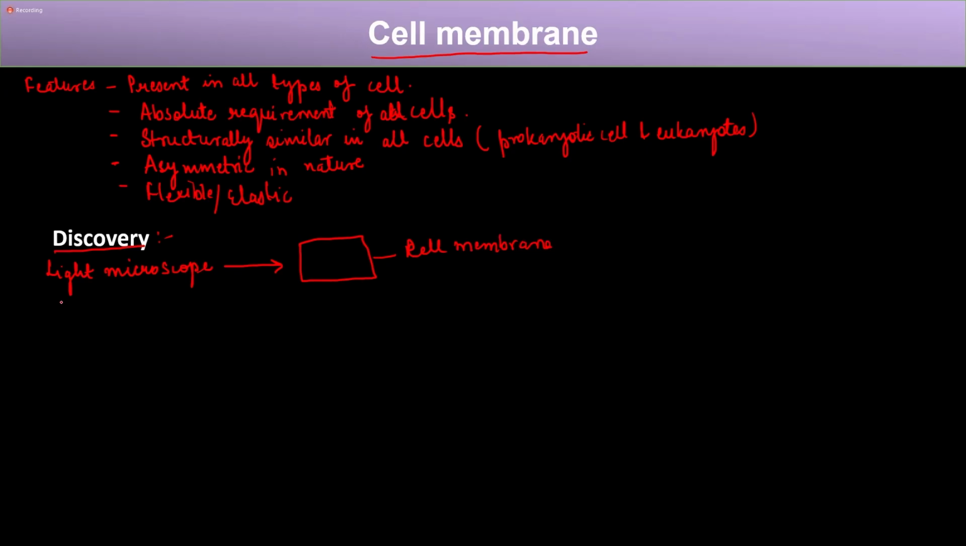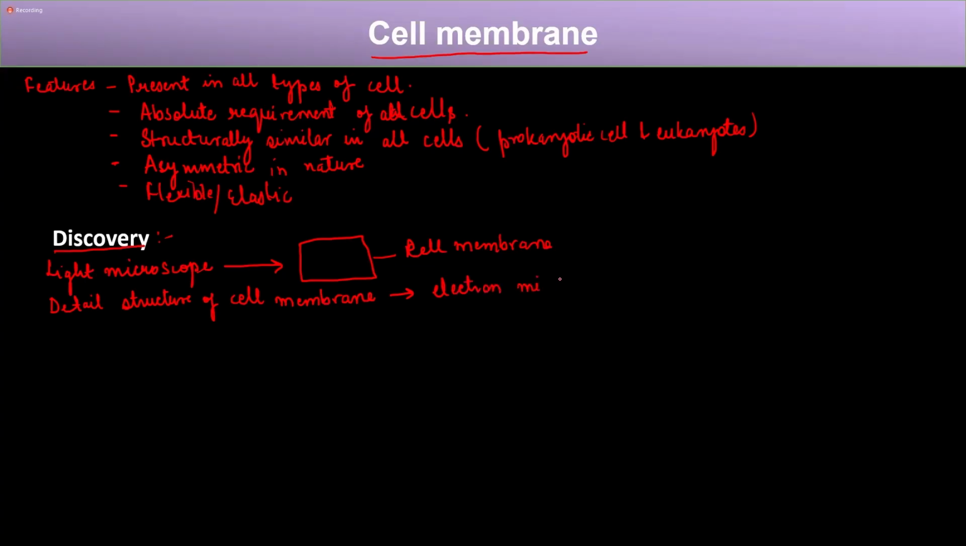But if you want to study in more detail the structure of a cell membrane, you will have to use an advanced microscope. To study the detailed structure of the cell membrane, a special kind of microscope was required. That is called an electron microscope.